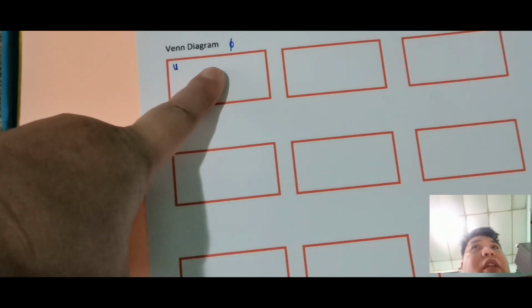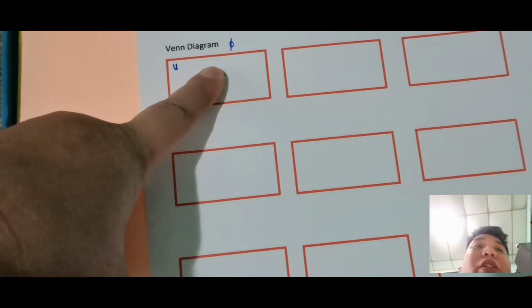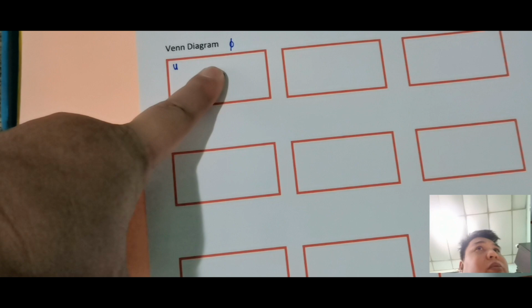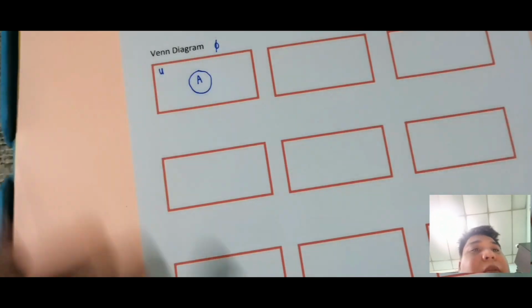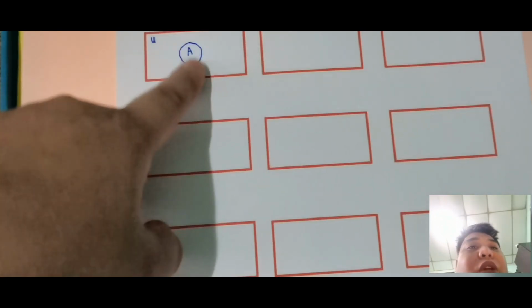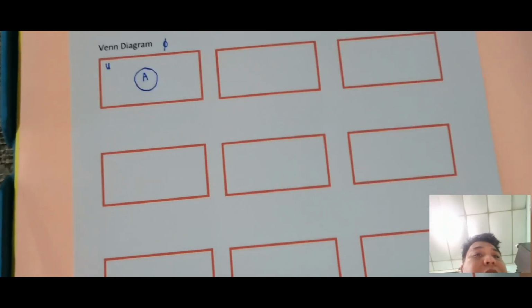So, anong ginagawa natin sa set? Pag may element, or kunyari A, lalagay ko A, isi-shade ko. Dahil empty, walang element, meaning hindi ko isi-shade. So, ito yung representation ng empty. Tandaan na pwedeng wala yan, pwedeng meron. Okay, so that is for empty.